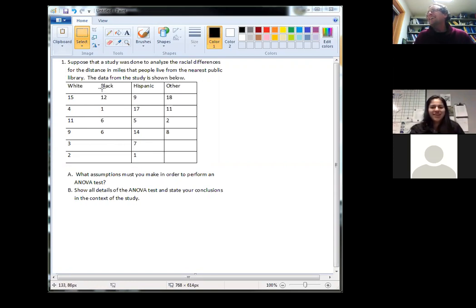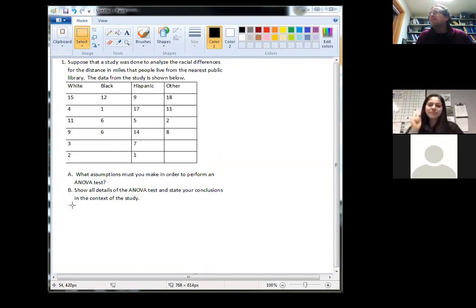Okay, so the data from the study is shown below. And we have our different races: white, black, Hispanic, other. And there are two questions. The first question is, what assumptions must you make in order to perform an ANOVA test? And the second question is, show all the details of the ANOVA test and state your conclusions in the context of the study.